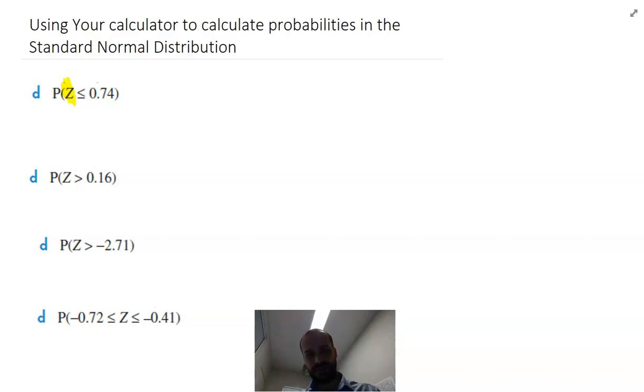And what does that mean? It means that the mean is equal to 0, and it means that the standard deviation is equal to 1. And that's the case for all of these because Z is our variable.